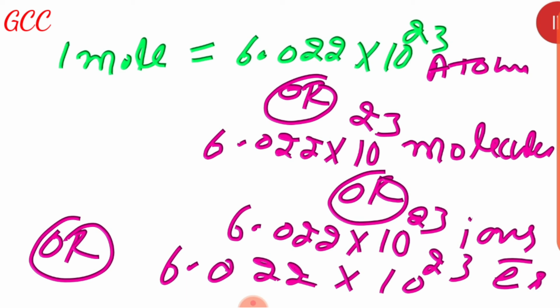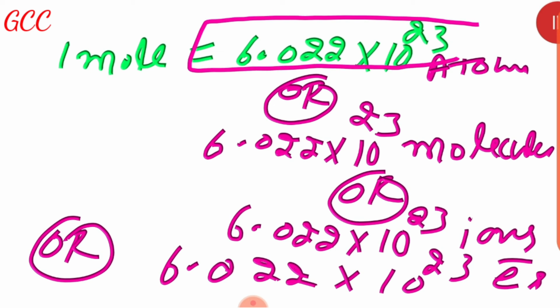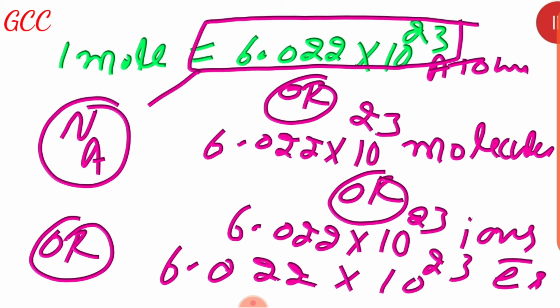And you might know very well this value 6.022 × 10^23 is also called Avogadro's number. What do you call it? Yes, you can call it Avogadro's number. Is that clear? Yes or no? Are you getting my point? Are you okay? Okay, you see, all of you, please.